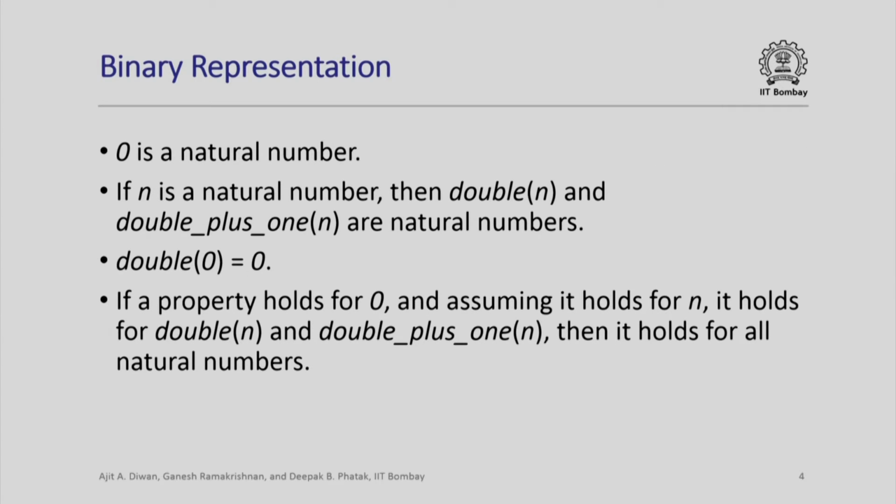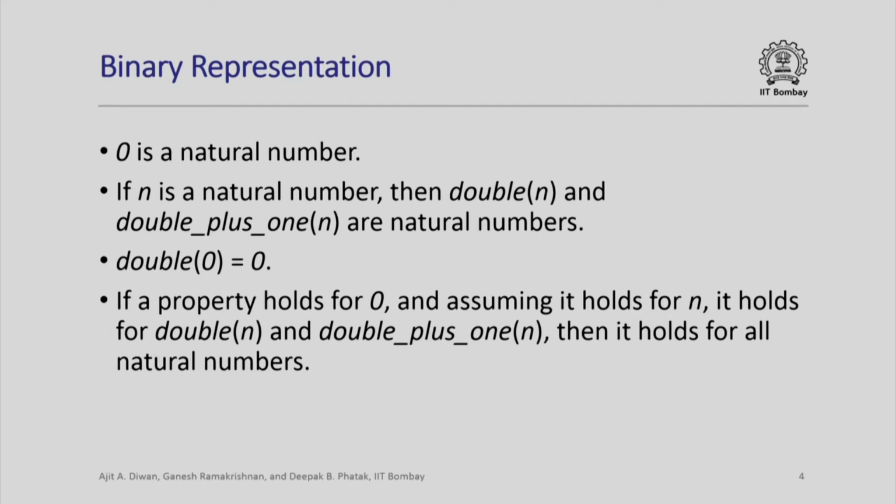So, how do we define using binary representation? Again, the idea is similar. We first define that 0 is a natural number, which is given to us. Now, we have two operations rather than having just one operation. If n is a natural number, then we say double of n and double plus 1 of n are also natural numbers. One is called double n and another is called double plus 1 n. We have the additional property that double of 0 is always 0. It is defined to be 0. So, this property must hold.